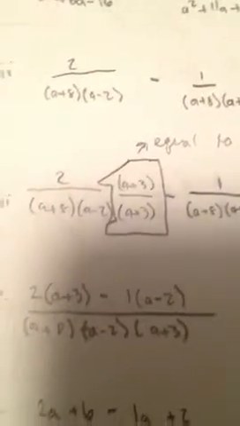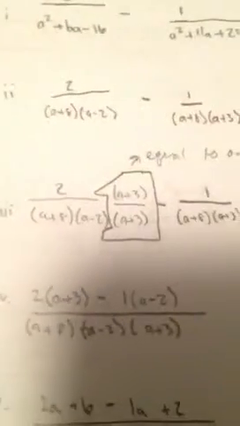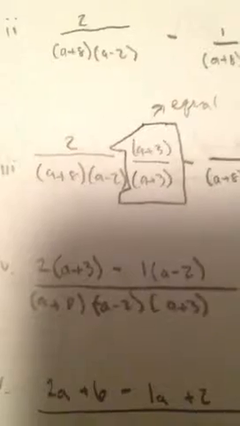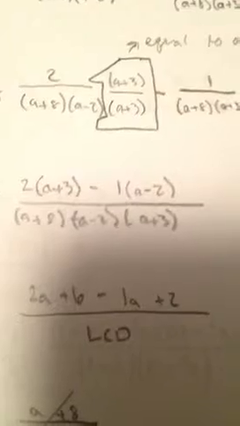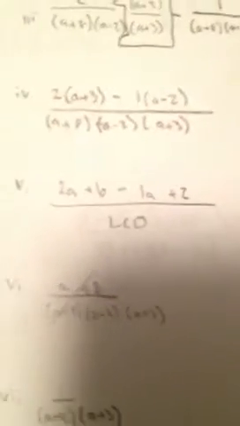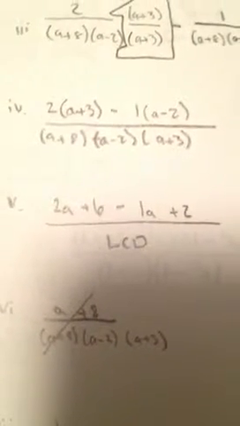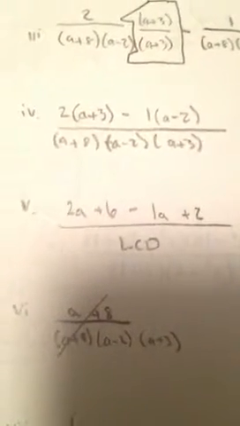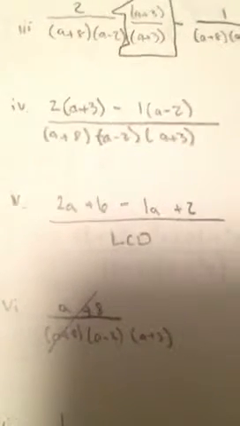Now that the lowest common denominator is found, we put the numerator part back in and we distribute it. So we have 2a plus 6 minus 1a plus 2. And we just add like terms to get a plus 8 over a plus 8 times a minus 2 times a plus 3. Now since a plus 8 is in the numerator and the denominator, we can cancel that out. And that just becomes a 1 in the numerator.